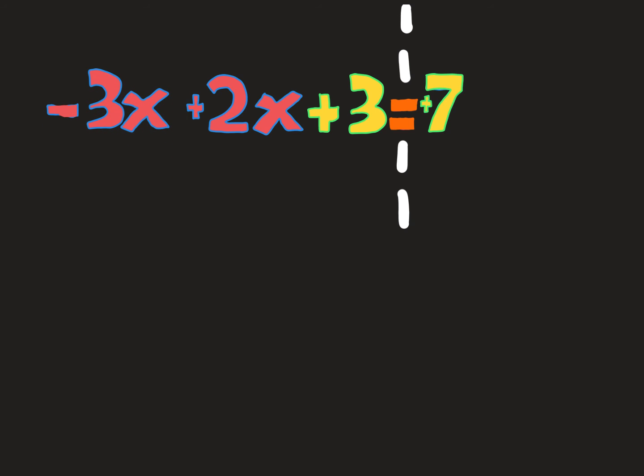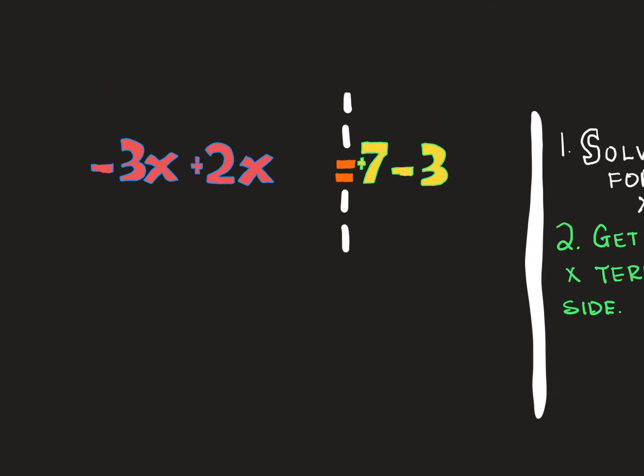But now I need the plus 3 over on the other side. So I'm going to pick it up and start to move it. And when it hits the barrier, it turns into a negative 3, and I can put it over on that side. Now we can easily combine like terms.